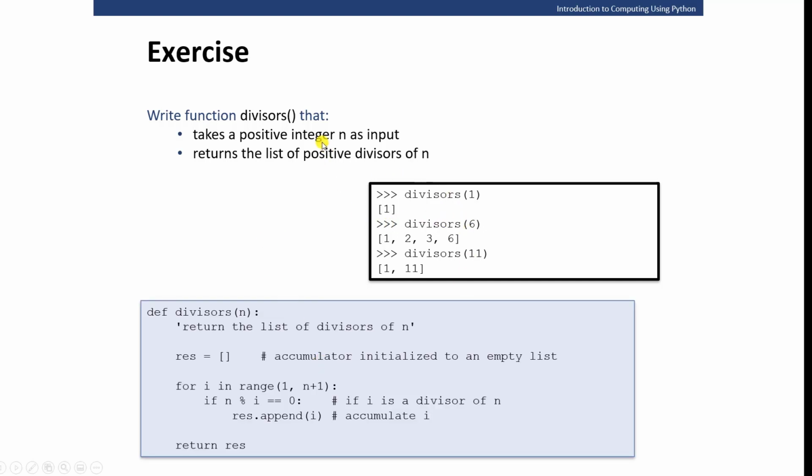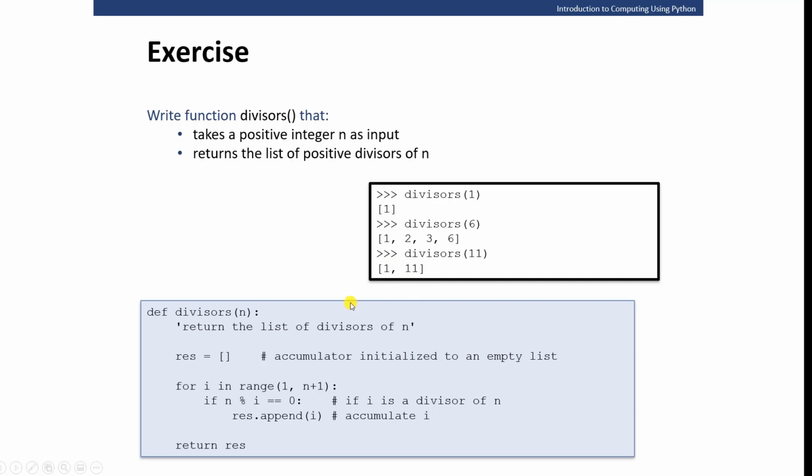A point of interest is the type of contract here, which is number to list. So we start here by initializing the accumulator to an empty list. And for i in range 1 to n plus 1, we would like to make sure that the number is included. That's the case of 11 here. And the 11 was what?